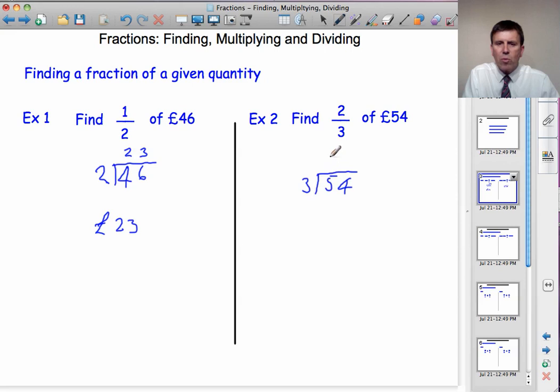3 goes into 5 once, 2 left over. 3 goes into 24 8 times. So 54 pounds divided by 3 is 18 pounds. That's 1/3. If I want 2/3, I need to multiply that by 2. 8 2's 16, carry the 1. 1 2 is 2, plus 1 is 3, to give a final answer of 36 pounds.